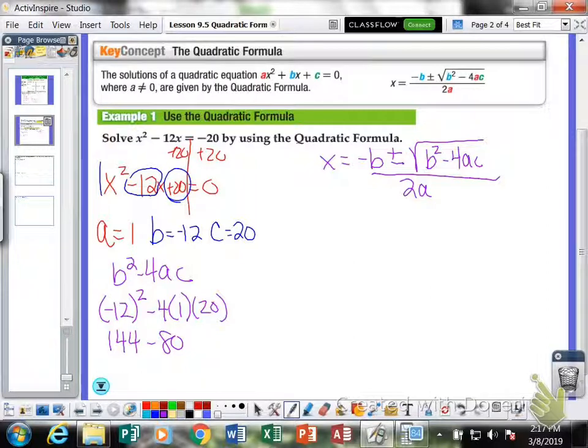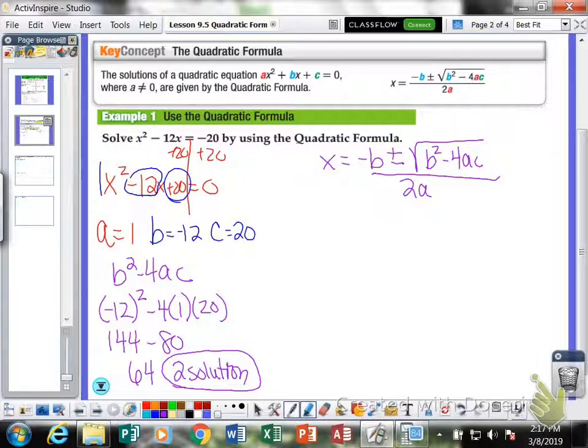144 minus 80 is 64. So 64 is positive, which means I should get 2 solutions. But now because you've already done all of this work, you don't need to do it twice. You know that your answer has to yield 2 solutions. So therefore, you found a discriminant.